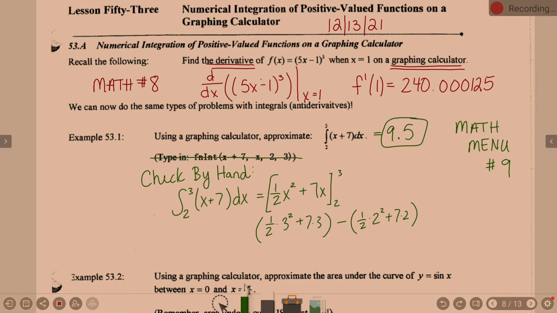Okay. Well, half of 3 squared, 9 halves, 4.5, plus 21. 21 plus 4.5 is 25.5 is what my brain is saying. Half of 2 squared, so half of 4 is 2, plus 14 is 16. 25.5 minus 16 just so happens to be 9.5.